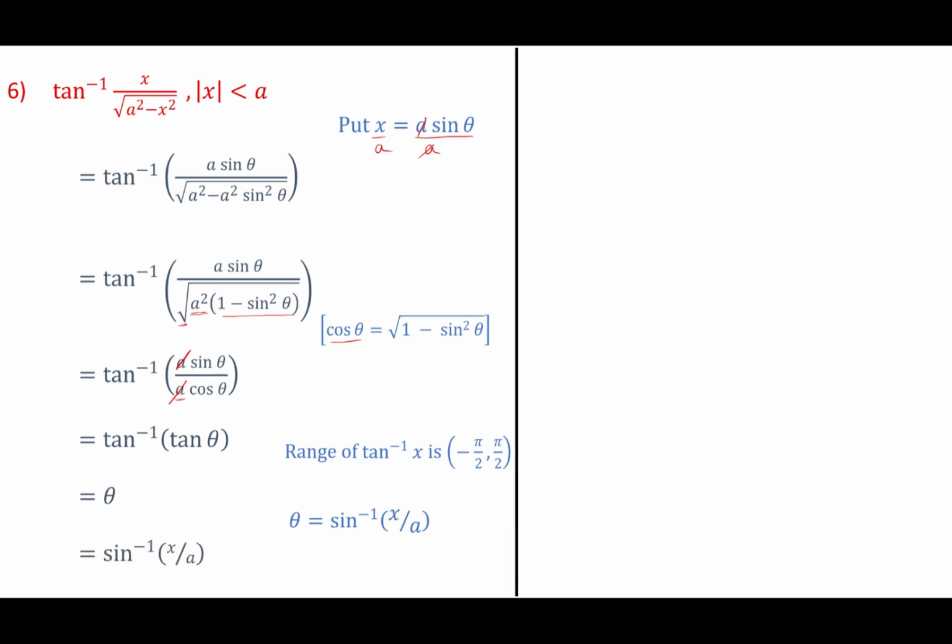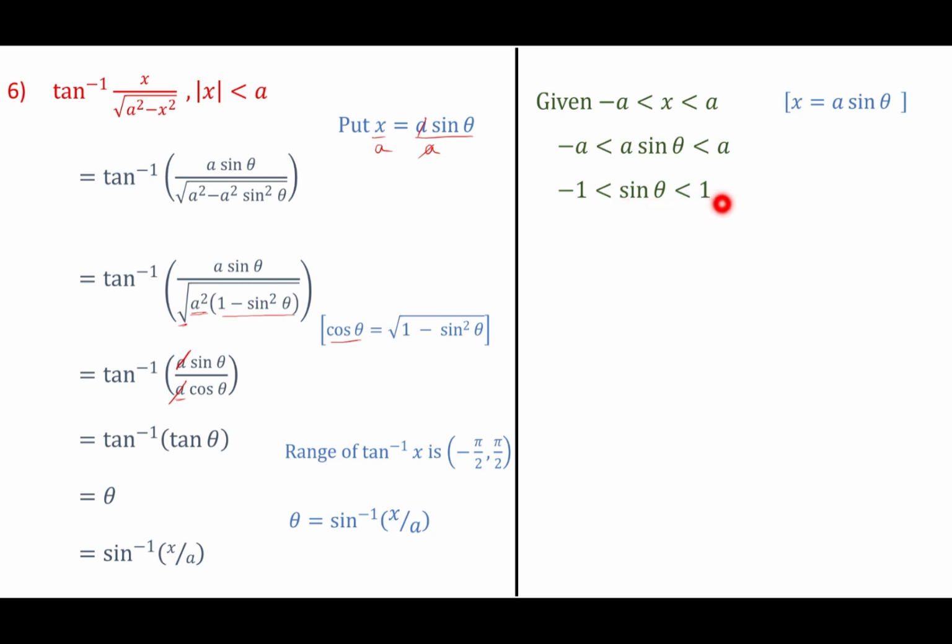Now check. We have to prove this theta lies in this range. It is given that modulus of x is less than a, which means x lies between negative a and positive a. And the value of x is a sine theta, we know it. So in place of x, I will write a sine theta. So negative a is less than a sine theta, less than a. Divide the inequality by a. If I divide the inequality by a, it will be negative 1, a gets cancelled, here only sine theta, a over a is nothing but 1.